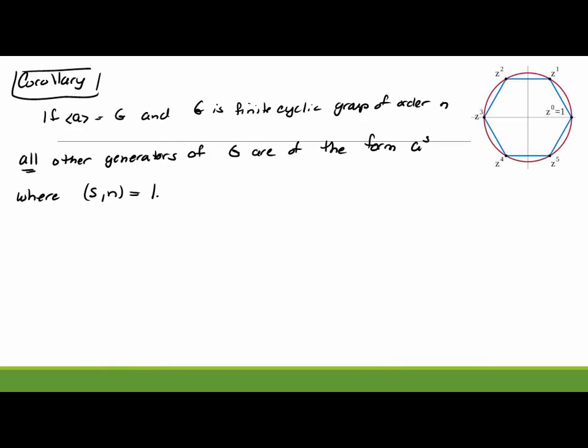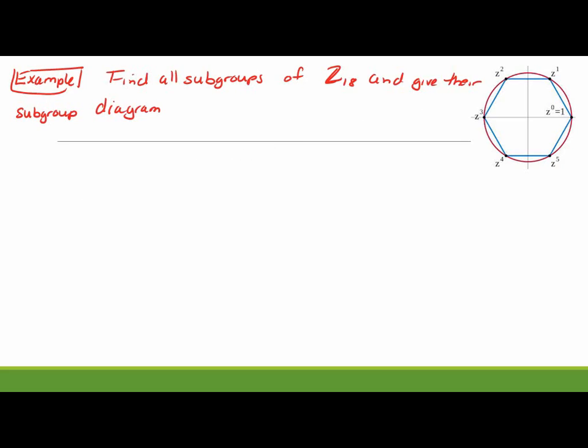A corollary to this is that if G is a finite cyclic group of order n, then all other generators of G are of the form A to the S, where S and n have to be relatively prime. So what can you do with this? Well, you can start counting. If you have Z18 and you know it's a cyclic group, then you can find all the subgroups and give what we call the subgroup diagram. I'm going to walk you through how to do this.